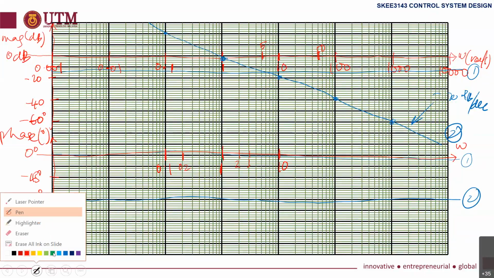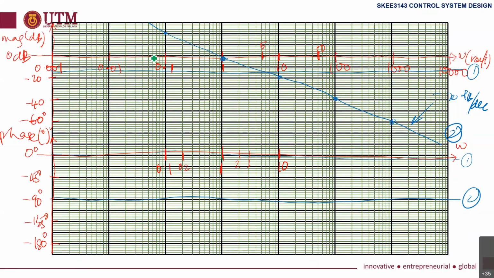Therefore, the third component starts from 0, until the break frequency. Then it will be a straight line of minus 20 dB per decade. At 50, it goes to minus 20. At 500, it goes to minus 40. So it will be like this. This is the third component.